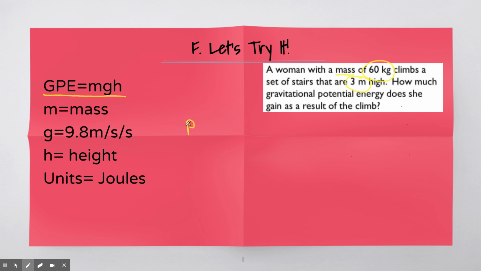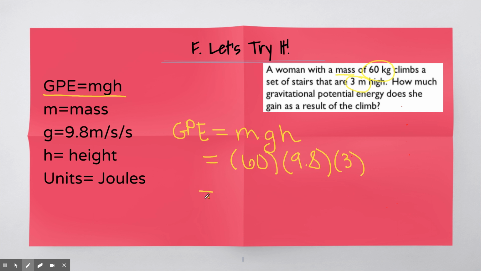Okay, so we'll say gravitational potential energy equals mass times gravity times height. Her mass is 60. The gravity on Earth is always 9.8 meters per second squared. And her height is 3 meters. When I multiply all that out in my calculator, I do 60 times 9.8 times 3, and I get 1,764 joules of gravitational potential energy.